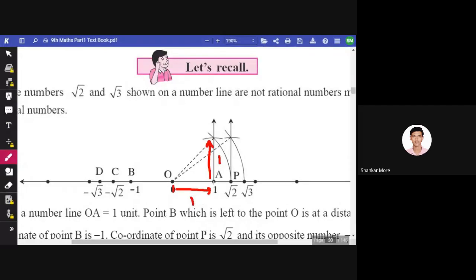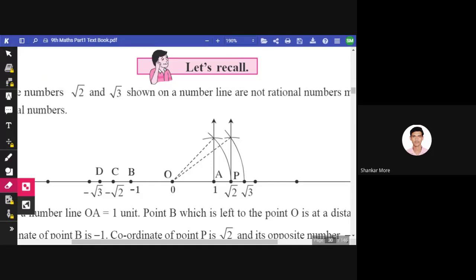So according to Pythagoras theorem, this is base and this is height, so hypotenuse should be 1 square plus 1 square, that is equal to 2, and the value of hypotenuse should be root 2. So if we draw an arc like this, the point at which this arc cuts the number line is the point which shows number square root of 2 on number line. Okay, so this is how we represent square root of 2 on number line, that we have already learned in the last class.